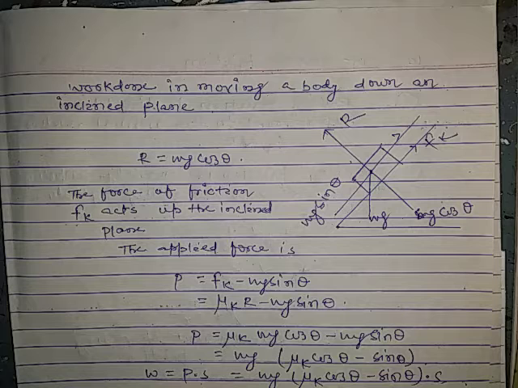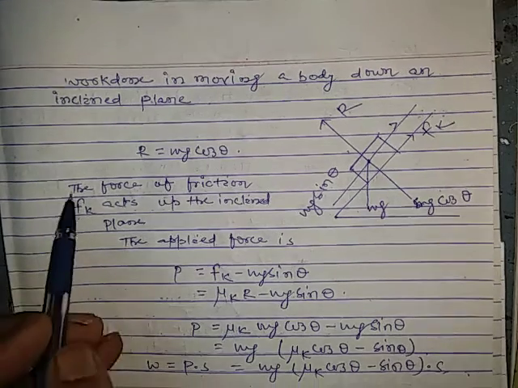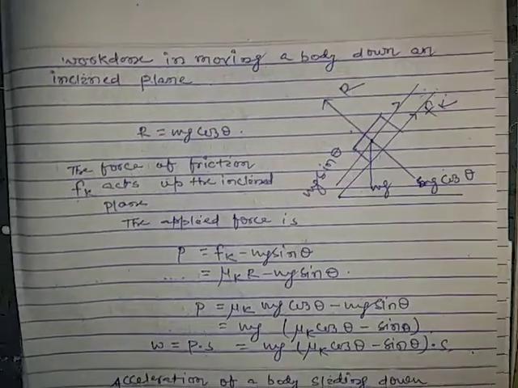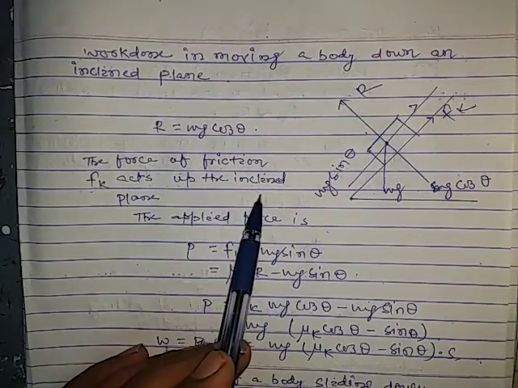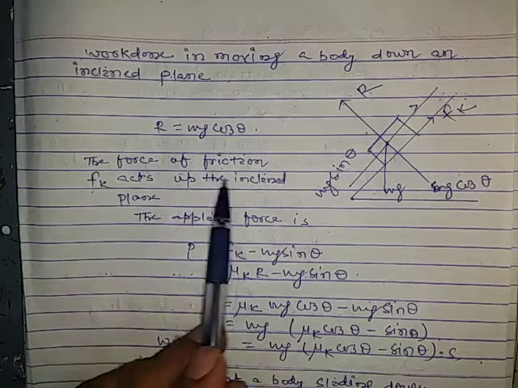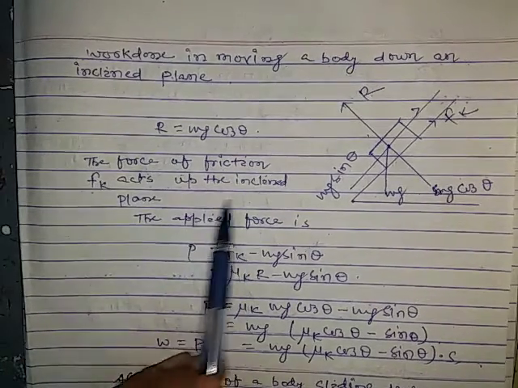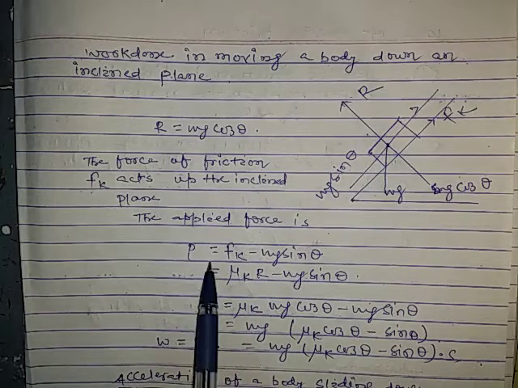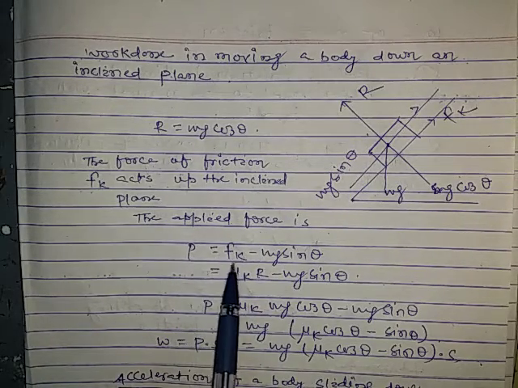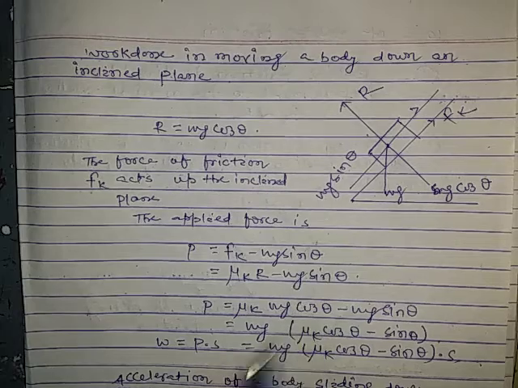Now Fk is the kinetic force of friction. R is equal to mg cos theta. The force of friction Fk acts up the inclined plane. So the applied force P is equal to Fk minus mg sin theta.